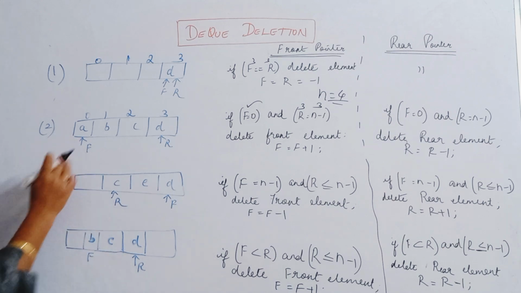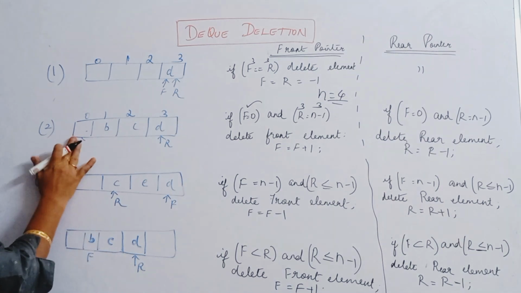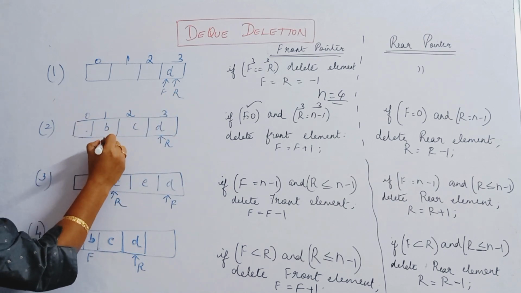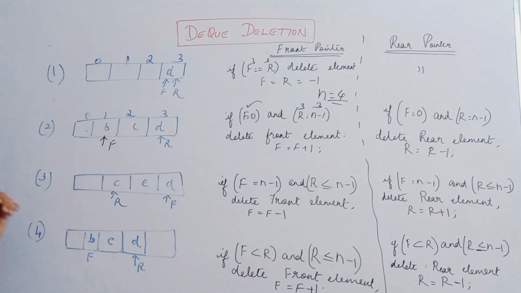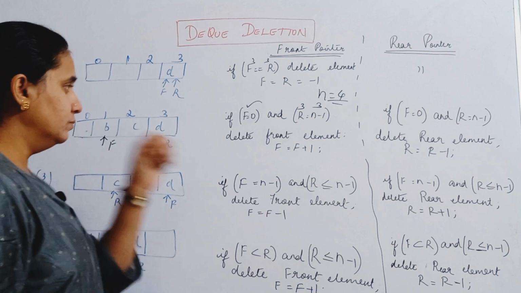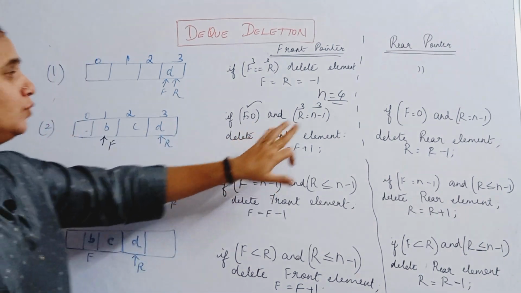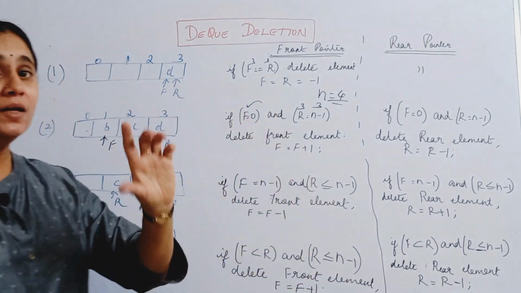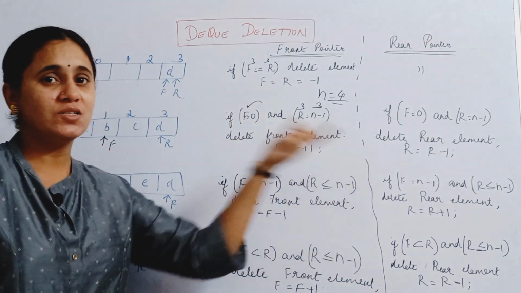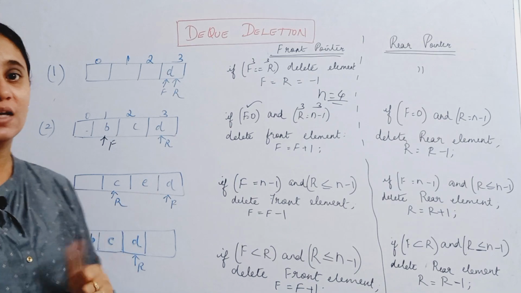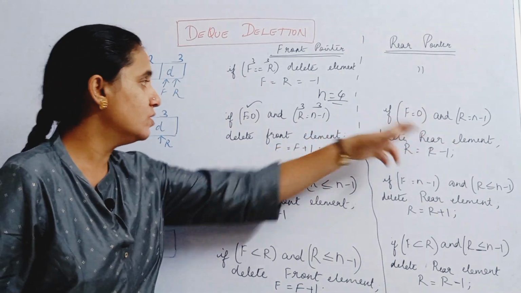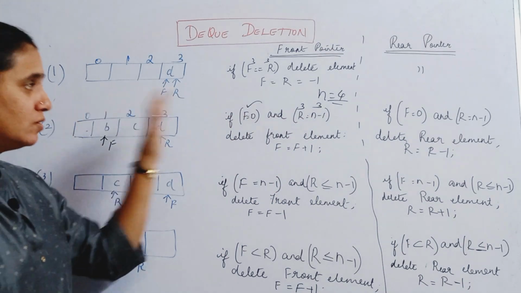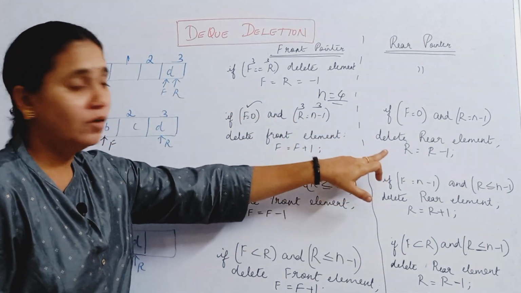So by using the front pointer, we are going to perform the deletion operation. Here what will happen? A will be deleted and we increment the front pointer to the next successive element. So this will be pointing to this area. Okay, is this clear? Now you see, the same condition is going to come for all, friends, but the rear pointer navigation will show the difference, right? So now if f is equal to 0 and r is equal to n-1, the same condition.